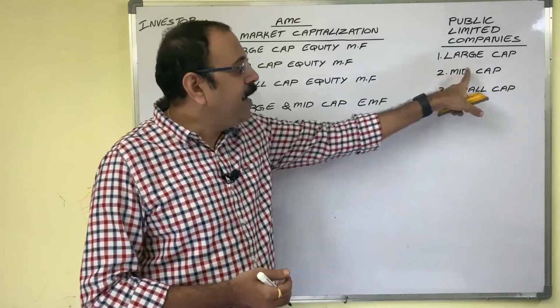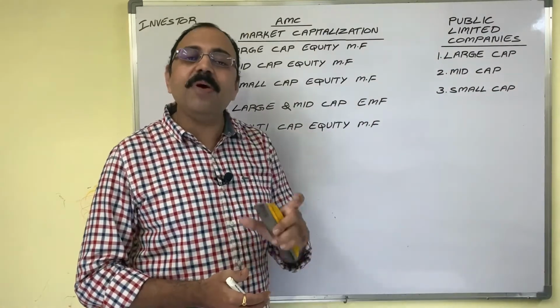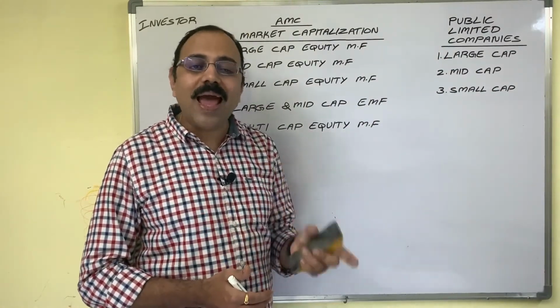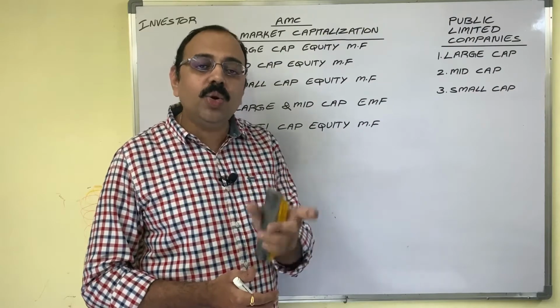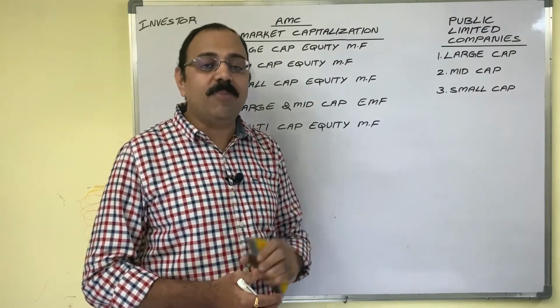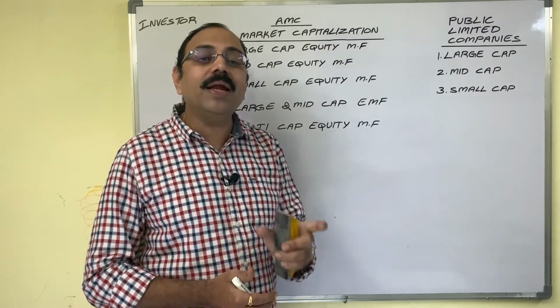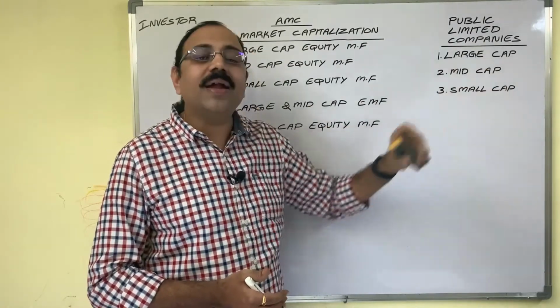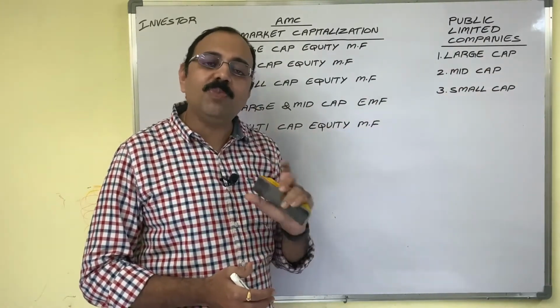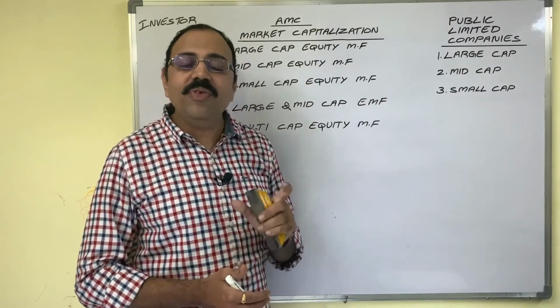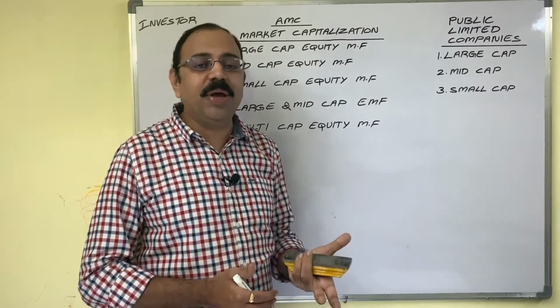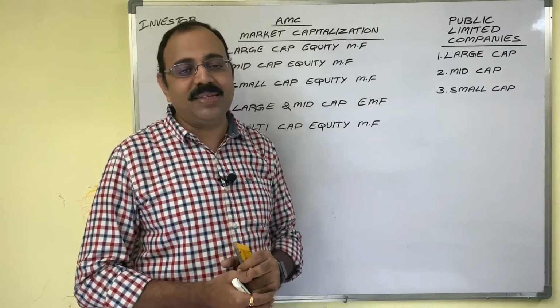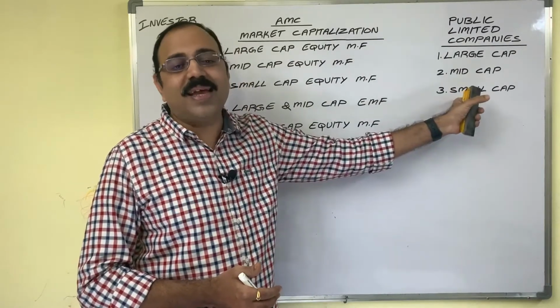Second one, mid cap category. Mid cap companies are those which are ranked between 101 to 250 in the list of companies according to market capitalization. Third one is the small cap category. These are young and smaller sized companies. Companies placed 251 and above based on market capitalization come under this category.